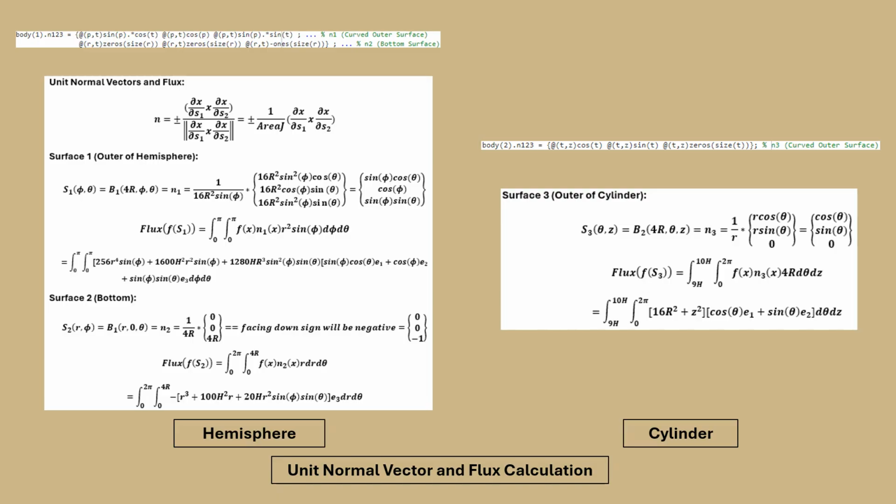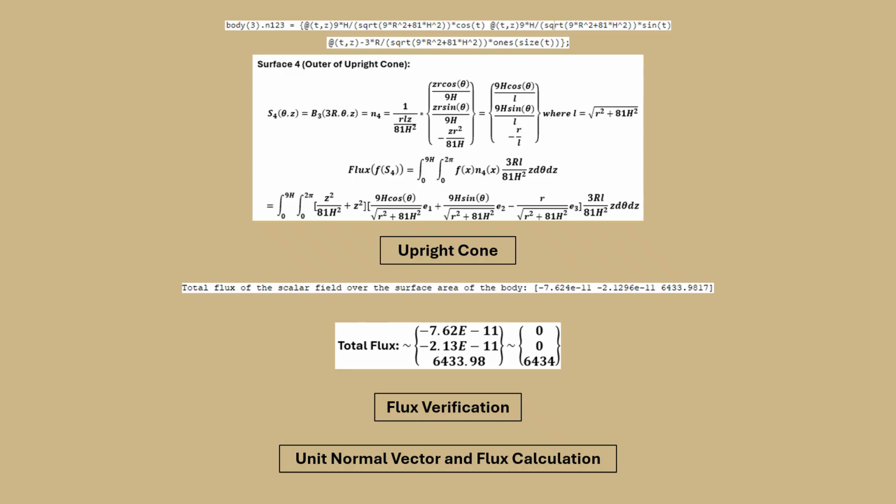I then did the same for the bottom surface of my hemisphere and for the single outer surface of my cylinder. I repeated the same process for my upright cone, where I listed my unit normal vector from my MATLAB code, and then my hand calculations for my unit normal vector, and then my hand calculations for my flux.